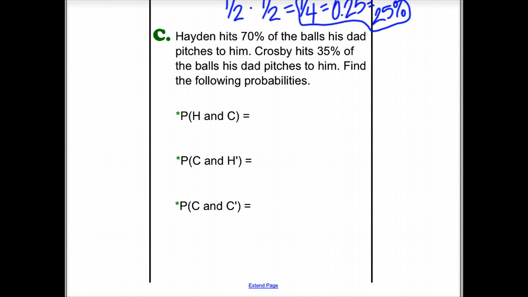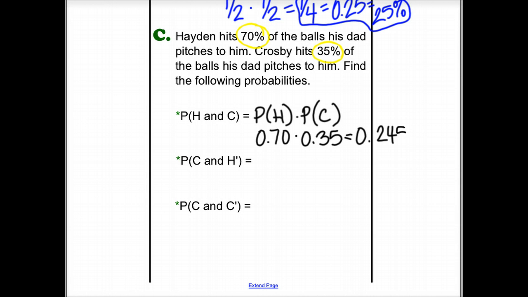So here we're going to take the probability of Hayden getting a hit times the probability of Crosby getting a hit. Since my percentages are what was given to me, I'm going to turn those into decimals. So this is going to be 0.70 times 0.35. If I take 0.7 times 0.35, I get 0.245, which is equal to 24.5%. If it gives you a percent, your answer needs to be in a percent. If I ask you to give all 3, then obviously you give all 3.